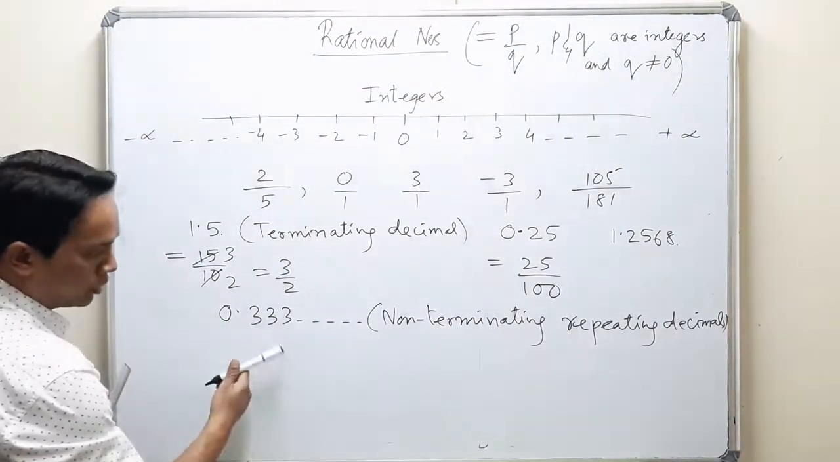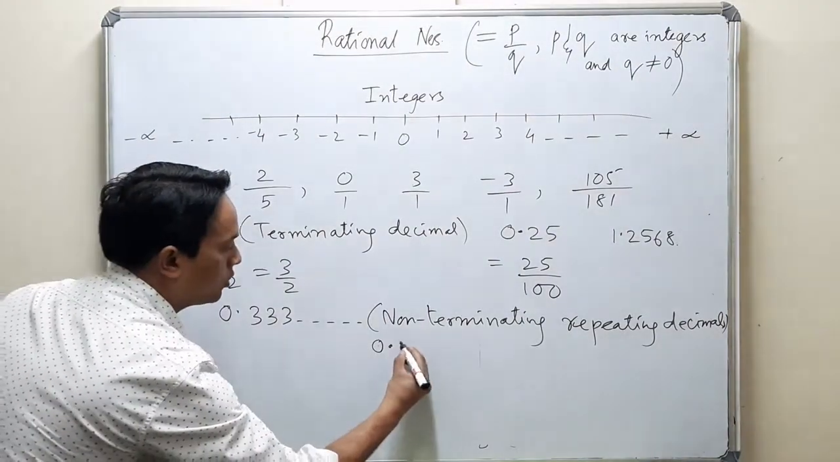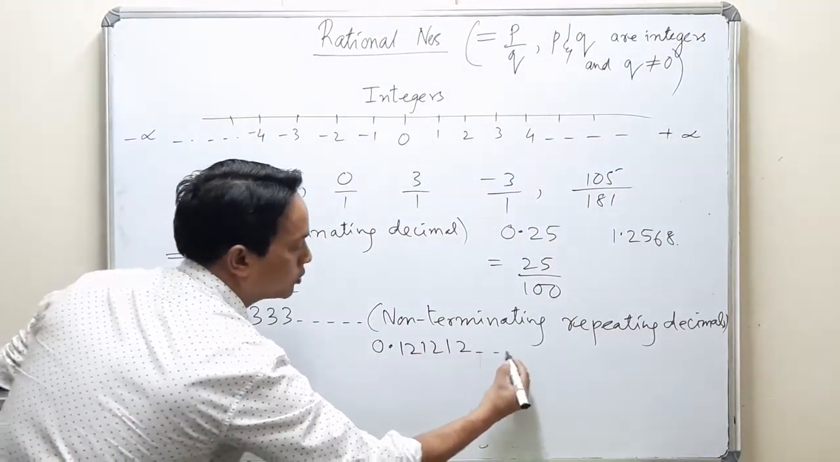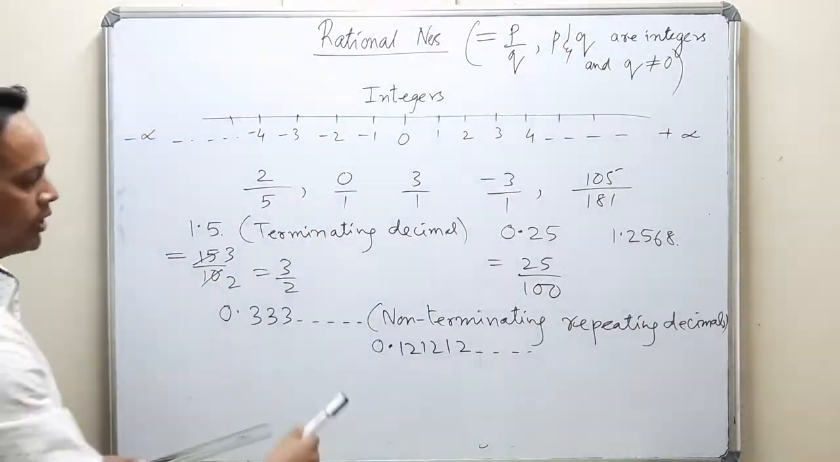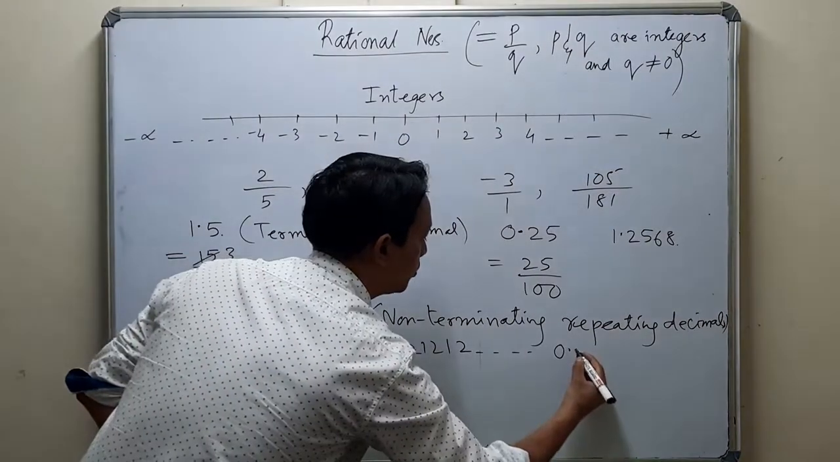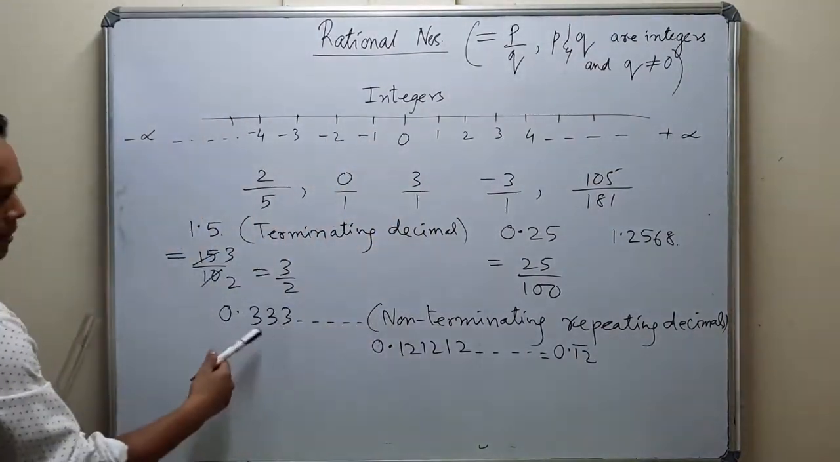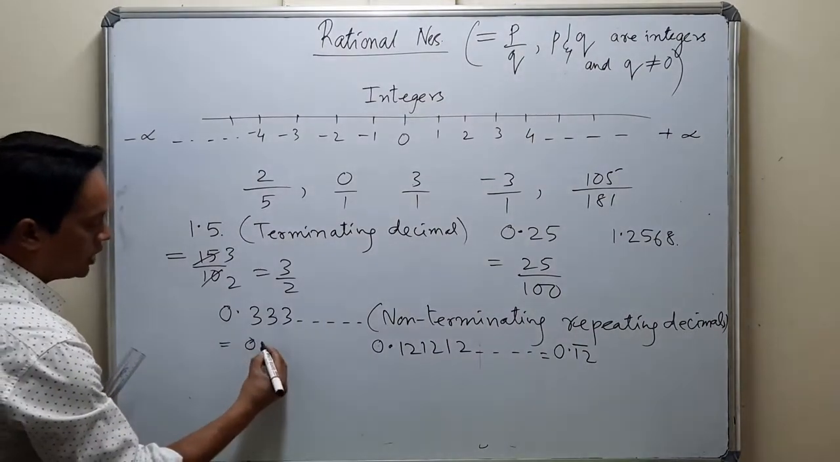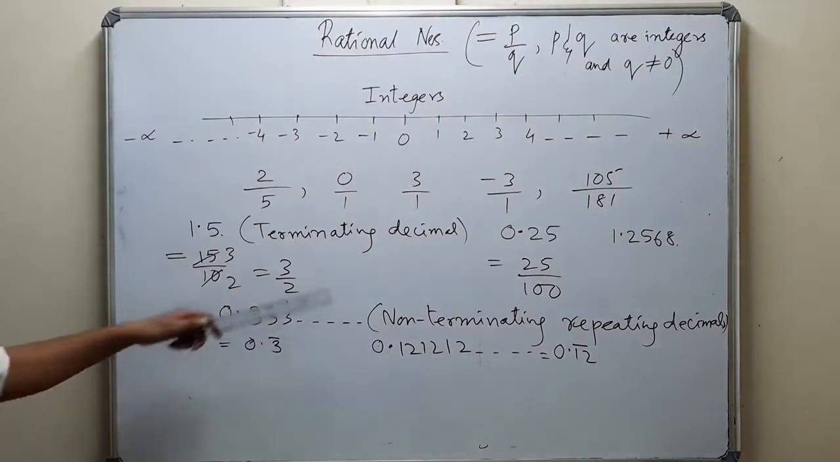Okay. So I can have other examples. Say for example, we can write 0.121212 keeps on repeating. Okay. So this will be non-terminating. Here 12 is repeating. So we can just write 0.12 and we will put a bar here. So in this case we can just write it as 0.3 bar. Bar indicates that 3 keeps on repeating.